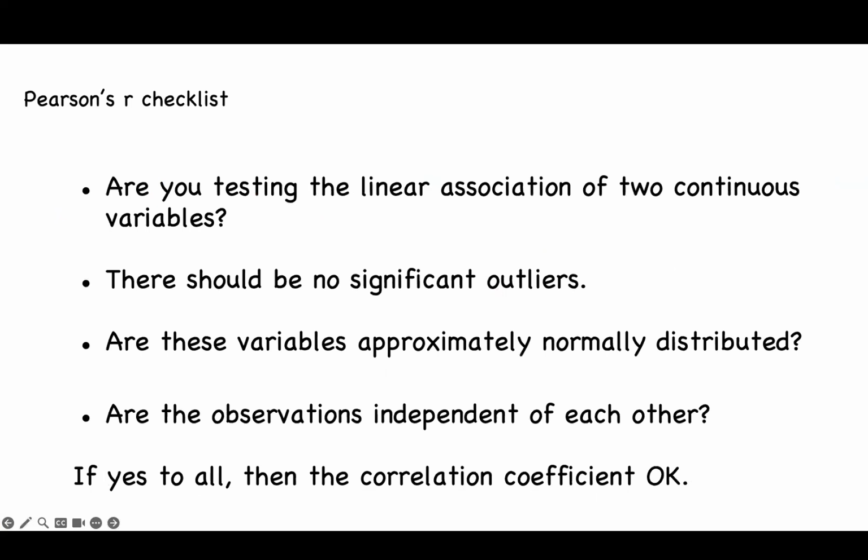So, Pearson's checklist. First, are you testing the linear association of two continuous variables? Because the correlation coefficient measures a linear relationship between two continuous variables. Second, there should be no significant outliers. Third, these continuous variables are normally distributed. And fourth, the observations are independent of each other. If the answers to these questions are yes, then it's okay to use the correlation coefficient.